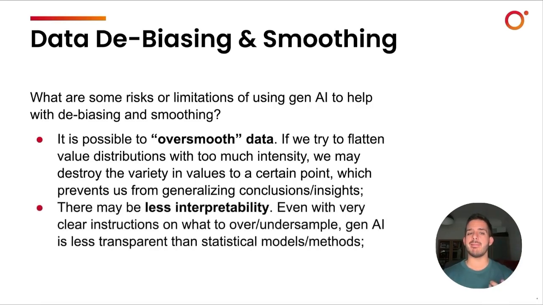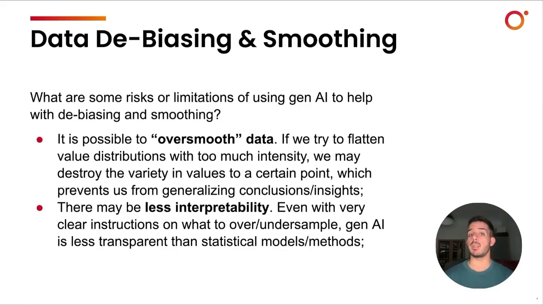And then we may have less interpretability with Gen AI. And this is something that you are going to find in common with many operations when you use Gen AI instead of the usual model for something, which is even with very clear instructions on what to oversample or what to undersample or what to do, Gen AI is going to be less transparent than a statistical model or other method, right? So if you tell Gen AI to fix a dataset and to balance it by oversampling a specific section, it may do it, but you are never going to truly know what it actually did unless you go back and check every single thing.